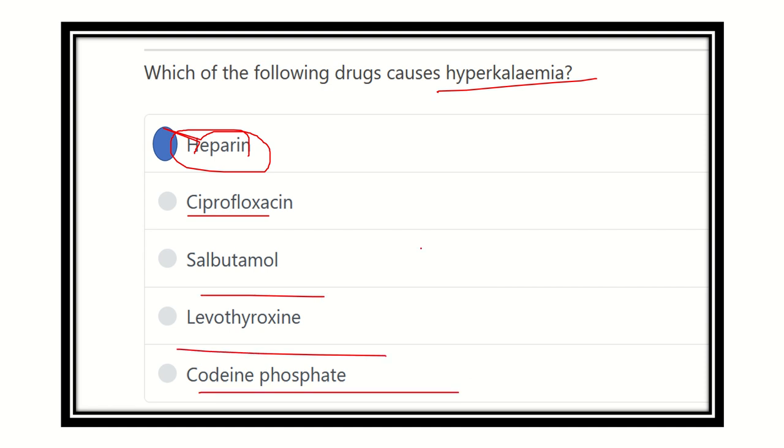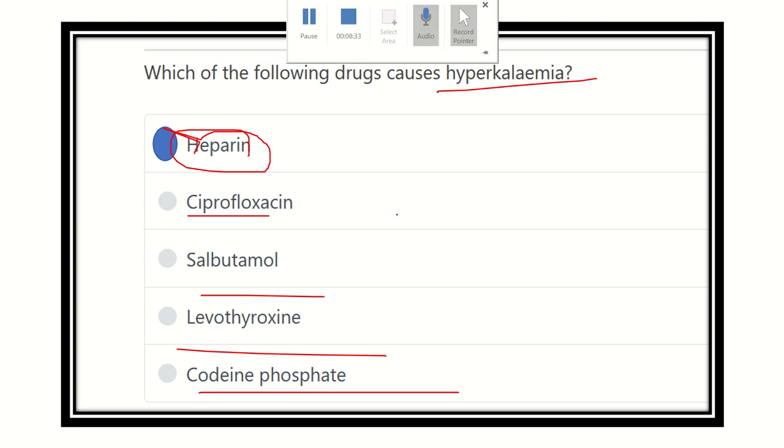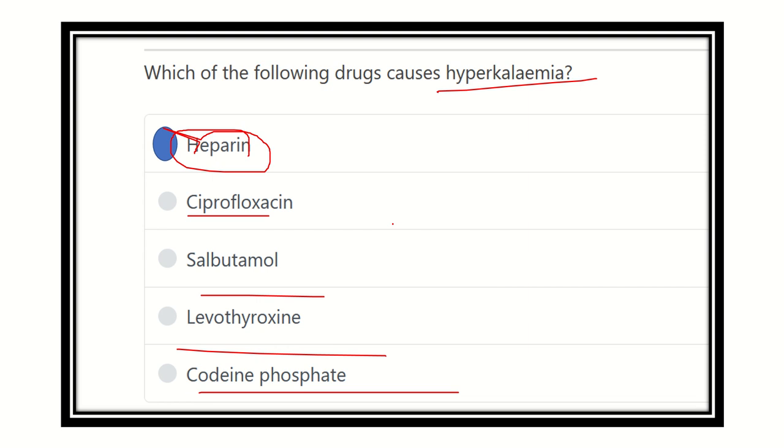And the key point from the question is only one point: any cause which damages the cell will increase the serum potassium level. So we should not forget that any agent which damages the cell will increase the serum potassium level.